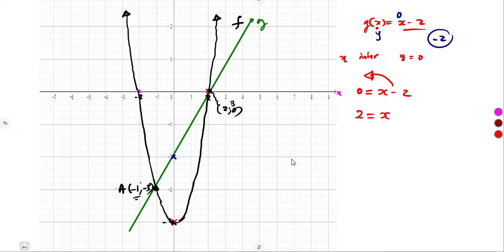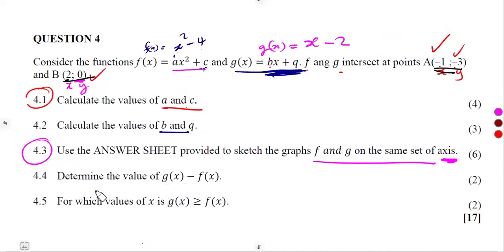If you are not getting this, it means your graph is wrong, or these sketches are wrong, because you're supposed to have the exact values. Determine the value of g of x minus f of x. Here they were supposed to say the maximum value. They wanted the maximum value of g of x minus f of x, where we have a difference, a vertical height, and it is the maximum between the two.